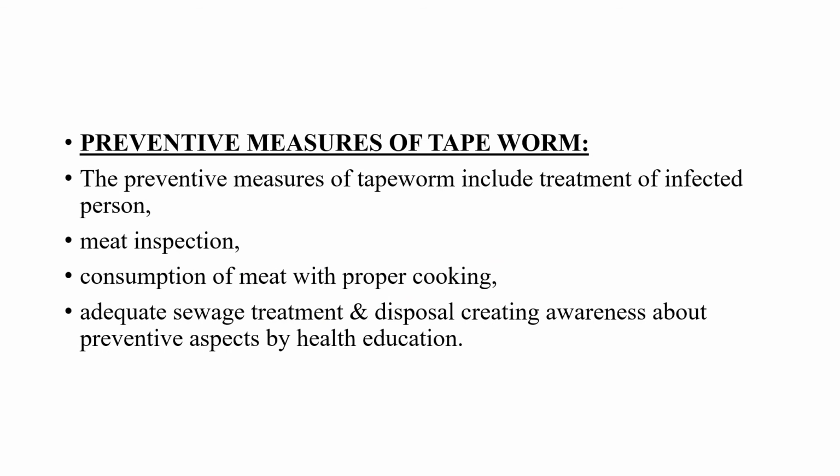And next, let's discuss the preventive measures for the tapeworm. For this, meat inspection: in the market there are lots of shops selling meat, so there should be an inspection of all the meat to see whether the tapeworm is present in the particular meat or not. And next is proper cooking. Whenever we consume meat, we have to cook it properly. Next, proper sewage treatment, disposal of the fecal matter in the proper area.